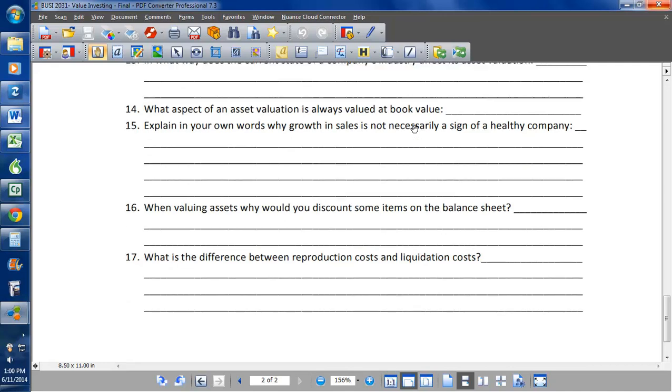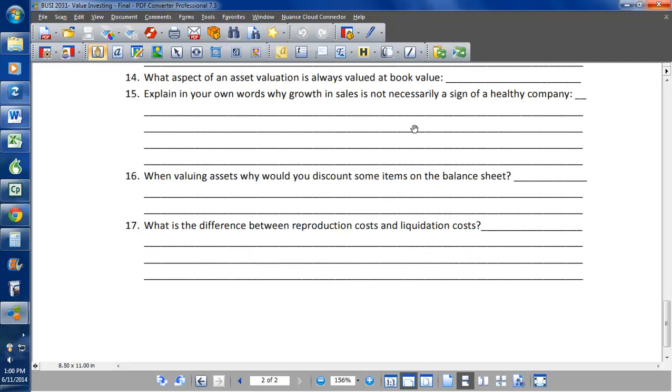All right. Number 14. What aspect of an asset valuation is always valued at book value? That's cash. All right. Whatever cash they have, it doesn't matter their industry. When you're looking at their balance sheet, the cash is always valued at whatever it is, right? So you don't have to change anything with the cash part of the balance sheet.